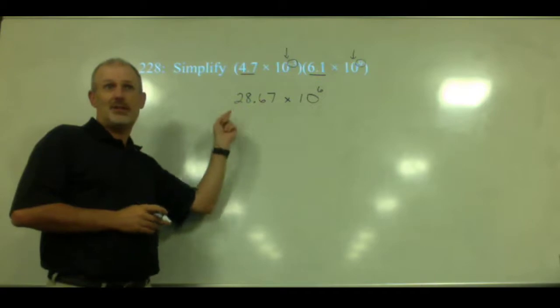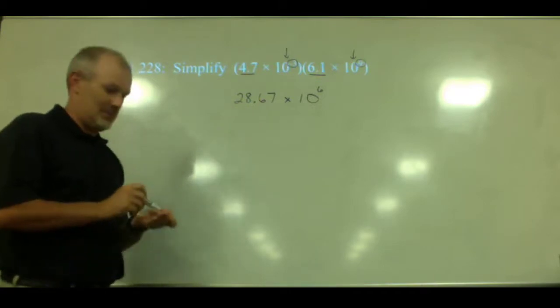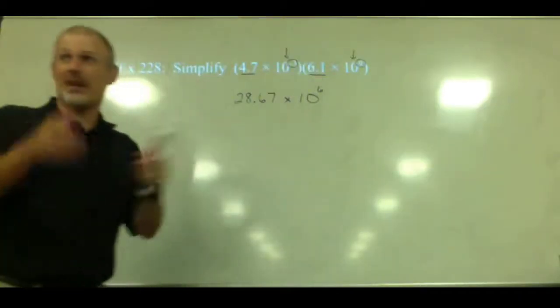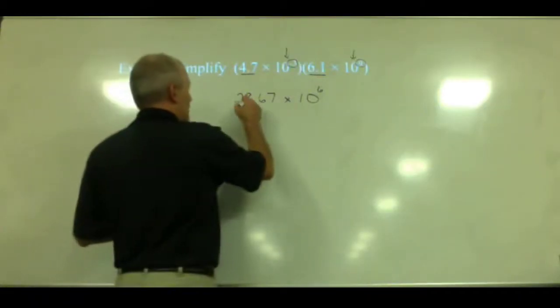Does that make sense? It's supposed to be where? Between the 2 and the 8. That's where we need it. If we're going to write our answer in scientific notation, we need the decimal point to be right here.